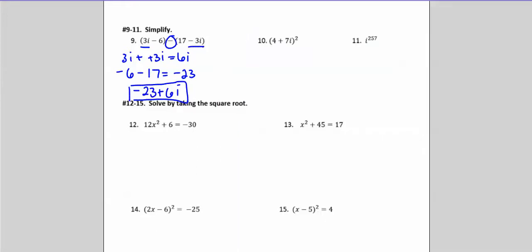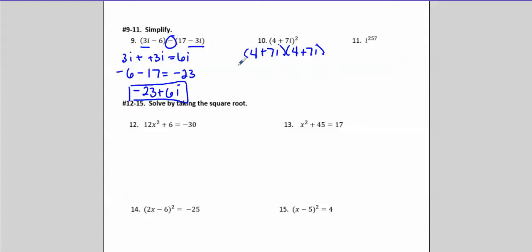In problem 10, we are going to square 4 plus 7i. So to square it means to multiply it by itself. You cannot just square each term, that just doesn't work. So 4 plus 7i times 4 plus 7i.